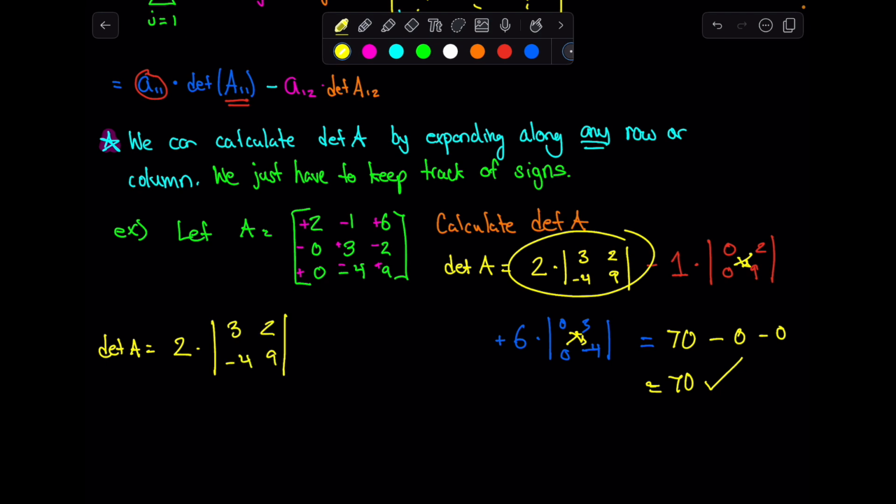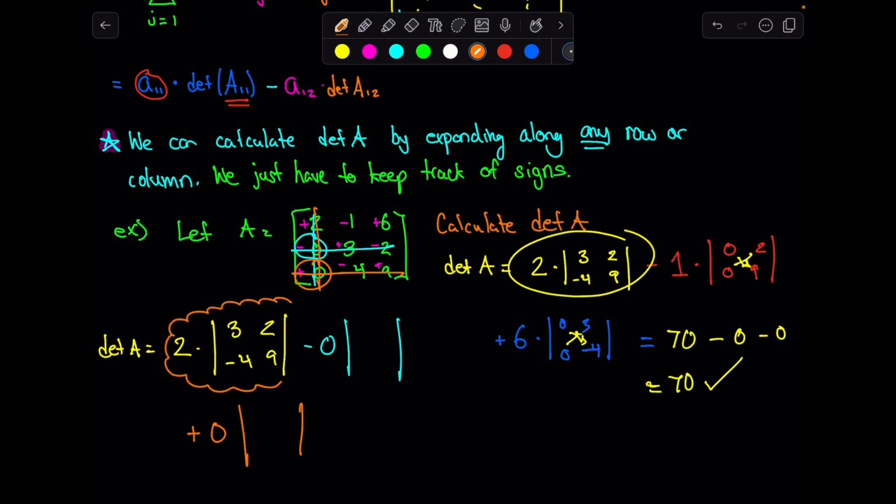But now what's going to happen? Well, we're going to get minus, but then the next term in this column is 0 times the determinant of whatever else we get. But last time I checked, 0 times anything is 0. So we move on to the third one, and we get plus 0 times, again, another determinant, but I don't care what that determinant is because we're just going to get 0 again here. So really, we only need to calculate this first determinant, which we already did in the last problem. We know that was 70.